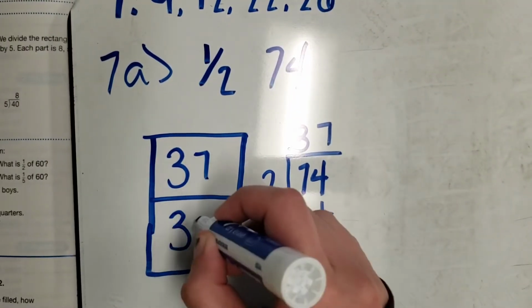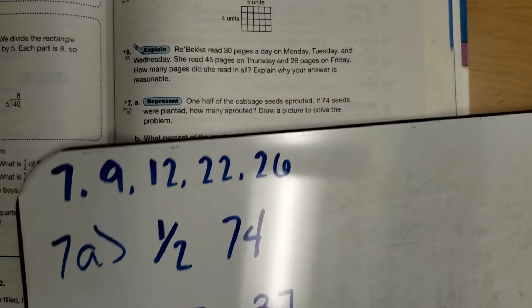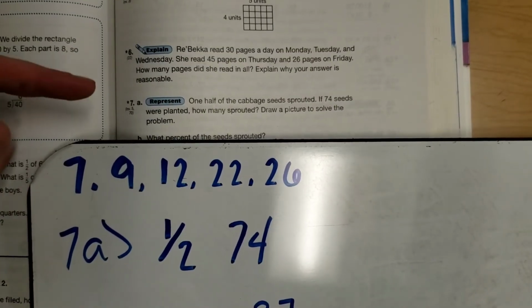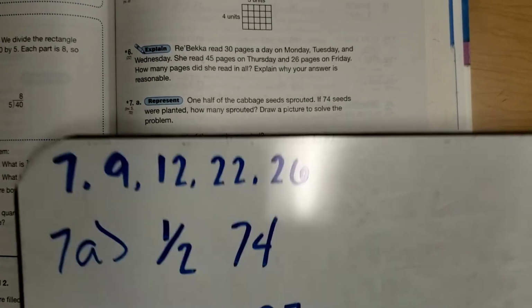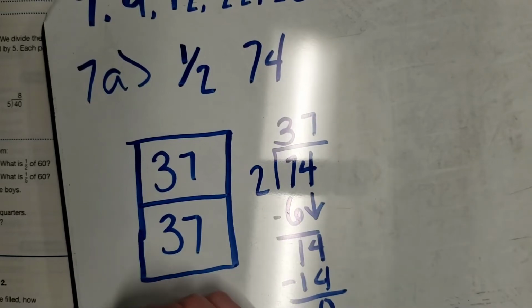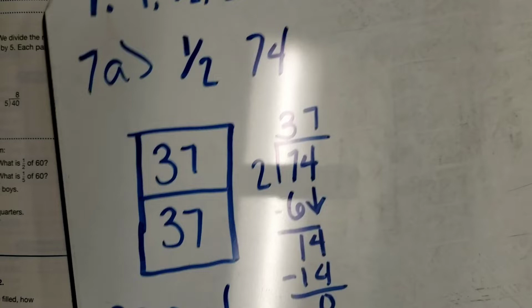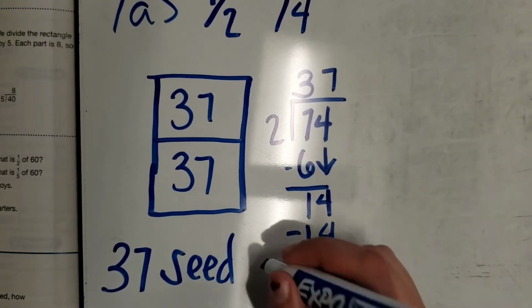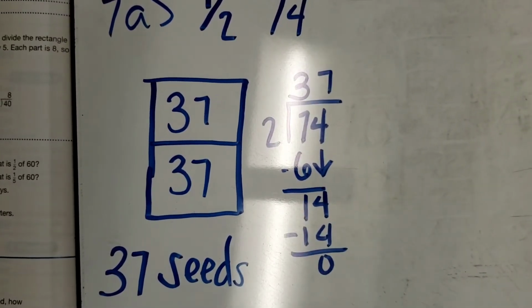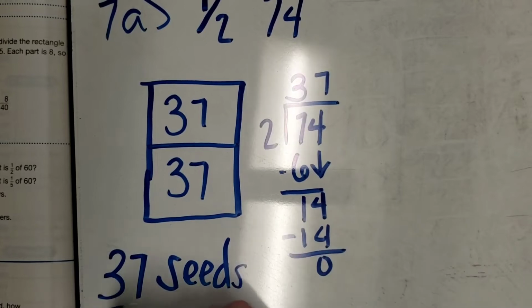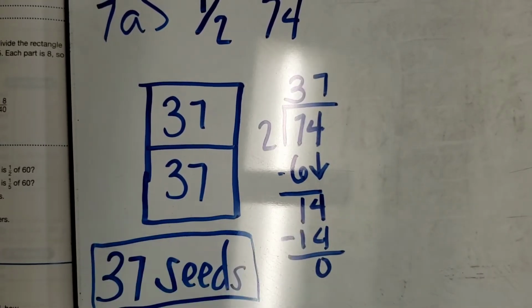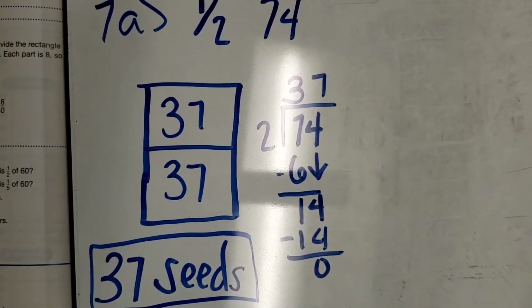of 74. And again, it asks us, let's look back, how many sprouted? So 37 seeds. That's how many sprouted. 37 seeds sprouted. This is your answer that you will type into the Google Forms.